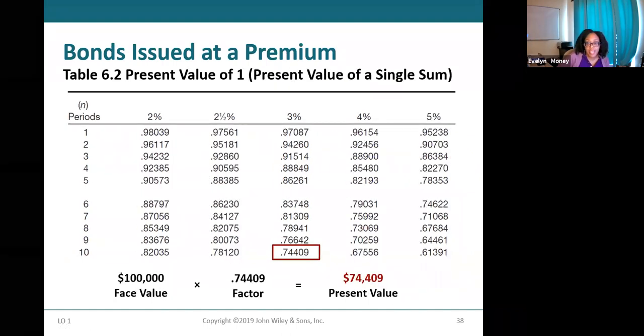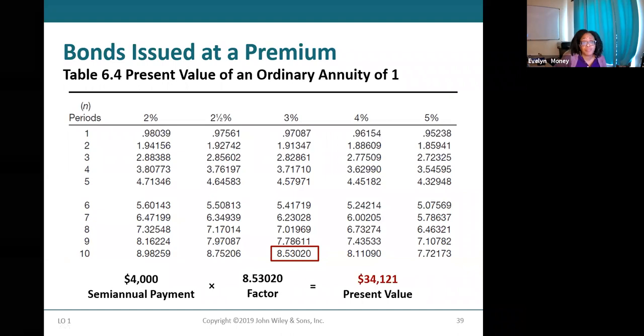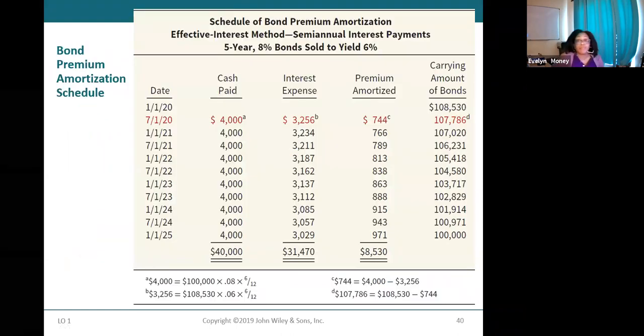Now if you want to look at these tables, you can, but it just shows you how we're coming up with these factors and which tables we're using from your textbook. But we learned that in chapter 6, so we're good with that.